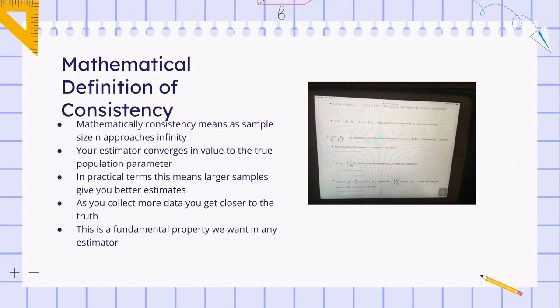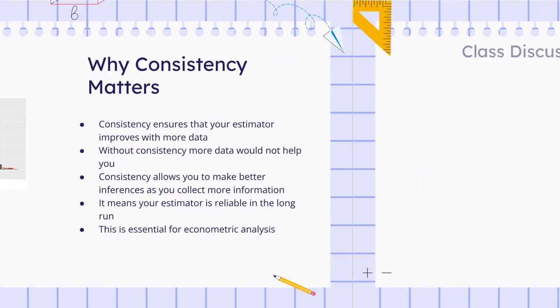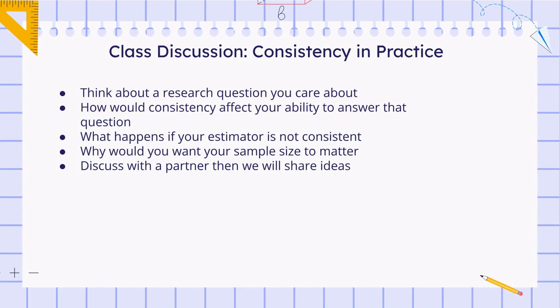Mathematically, consistency means that as sample size n approaches infinity, your estimator converges in value to the true population parameter. This means that larger samples give you better estimates and is a fundamental property for any estimator. Consistency matters because it ensures your estimator improves with more data. Without it, collecting more data would not help you. Consistency allows for better inferences and ensures your estimator is reliable in the long run, which is essential for econometric analysis.